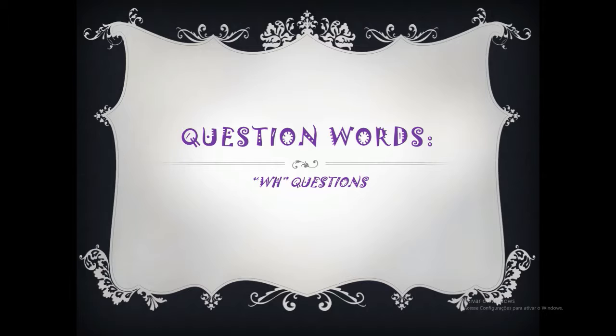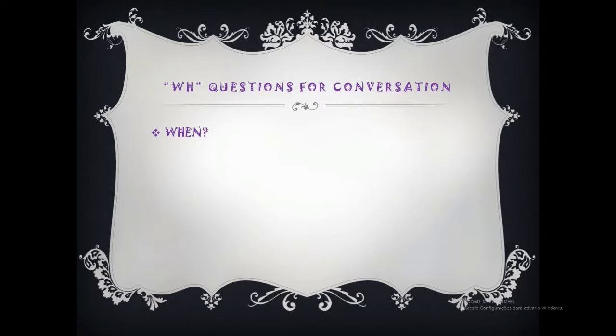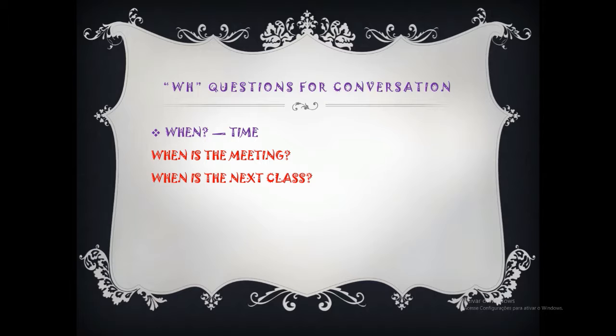Okay, the first WH question is when. When is always asked when we want to know the time of a particular event. So whenever you want to know the time a particular thing occurs, that's when you ask the question when. For example, when is the meeting? But if you are a school student, you could say, when is the next class? Or when is the next test? So it always talks about time.